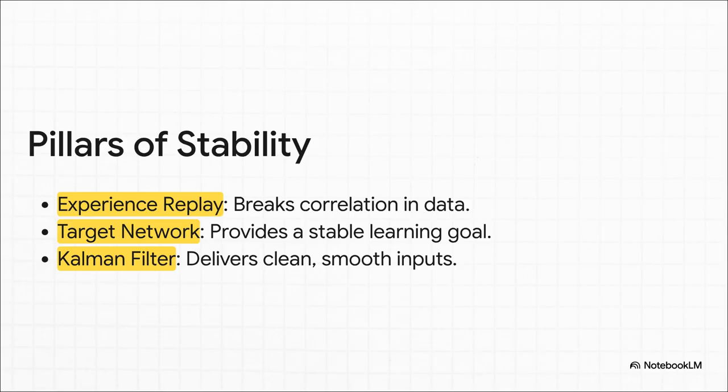So when you zoom out and look at the whole picture, it all rests on these three pillars of stability. You've got experience replay, making sure the AI learns from a wide range of unbiased memories. You've got the target network, giving it a stable goal to learn towards. And you have the Kalman filter, making sure the AI is learning from clean, reliable data to begin with. Altogether, they create this really robust, effective environment for learning.